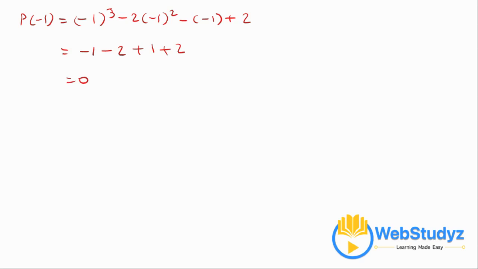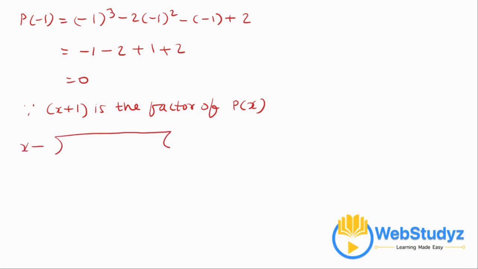That means we can say that therefore x plus 1 is a factor of polynomial p(x). Now if it is a factor of polynomial p(x), that means we can simply divide this polynomial by x plus 1. The polynomial is x cube minus 2x square minus x plus 2.